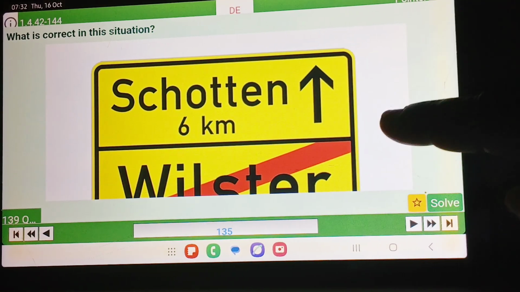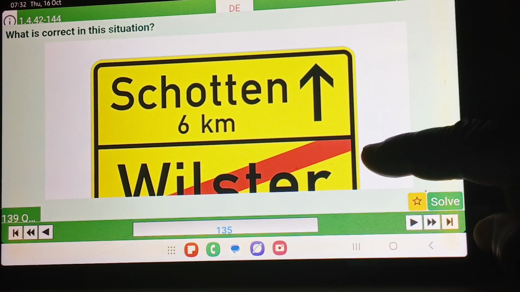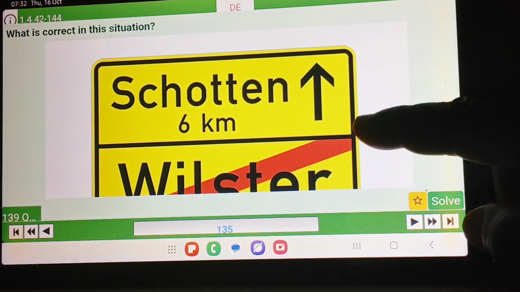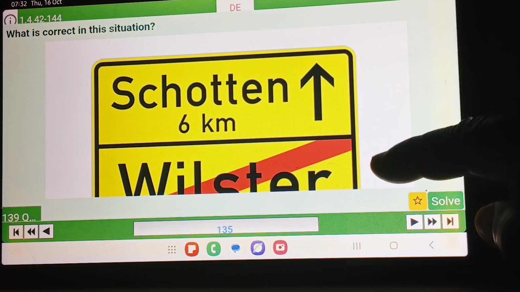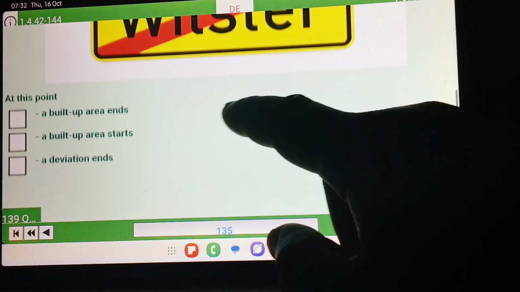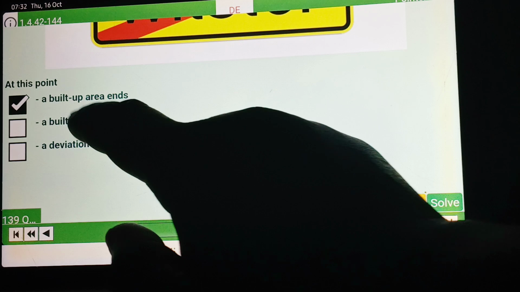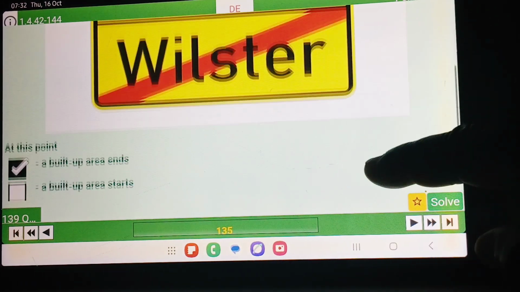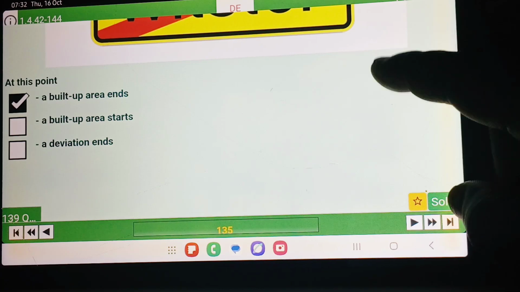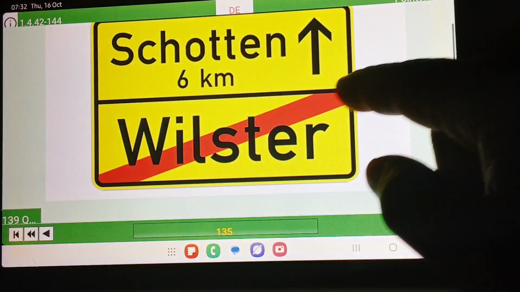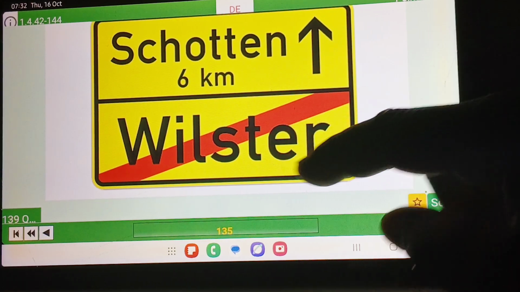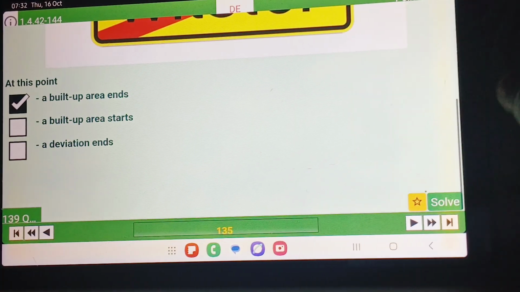So, you can drive more than 50 because normally in a built-up area, the maximum you can drive is 50. But from here now, you can drive more than 50. At this point, a built-up area ends. The end of a built-up area. Okay? But if there is no red, if they did not put red, it means the start. But since there is a red mark, it means the end.